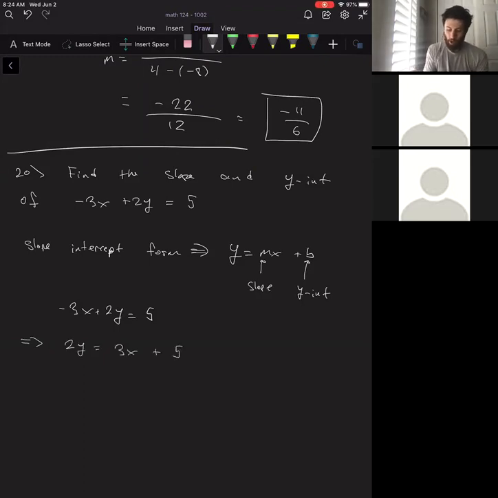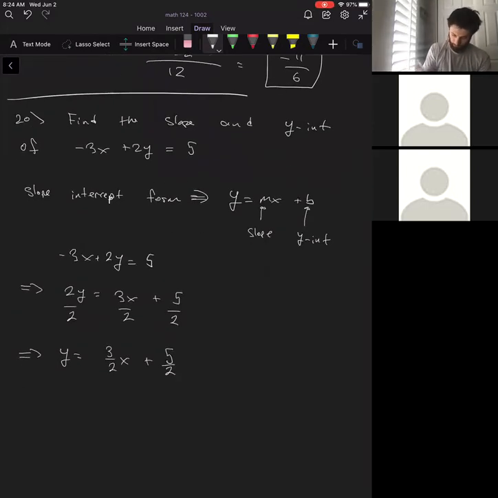Okay? But we need to get the y alone. So let's divide everything by 2. So what we get on the left-hand side is y is equal to 3 halves x plus 5 over 2. But now it's in y equals mx plus b form. So here's mx plus b. So we know that our m, which is our slope, is going to be 3 over 2. And our y-intercept is going to be 5 halves.